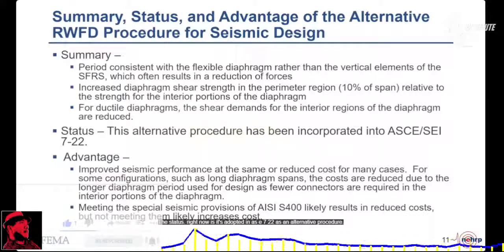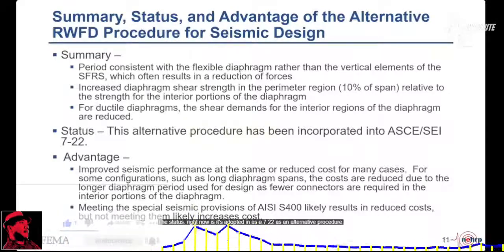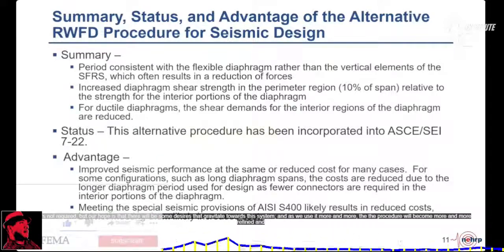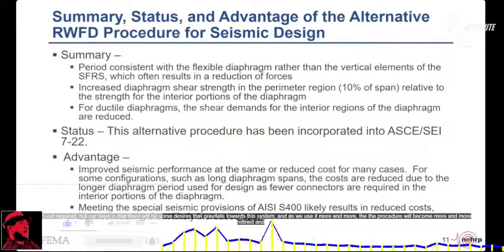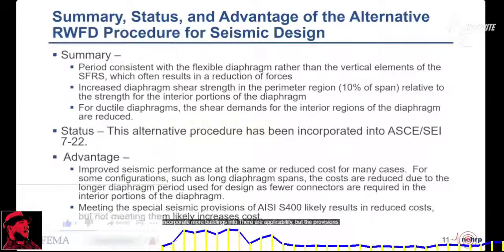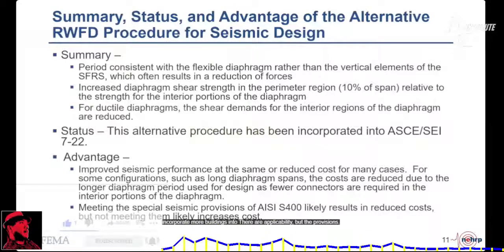The status right now is it's adopted in ASCE 7-22 as an alternative procedure, so it's not required. Our hope is that there will be some designers that gravitate towards this system. And as we use it more and more, the procedure will become more and more refined and incorporate more buildings into the applicability of the provisions.